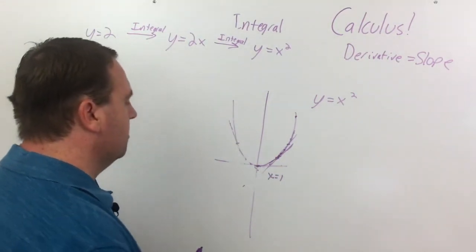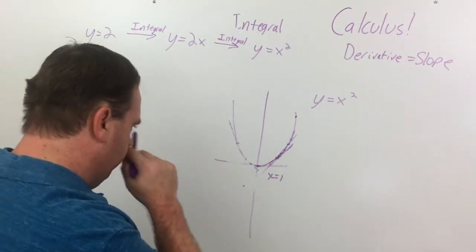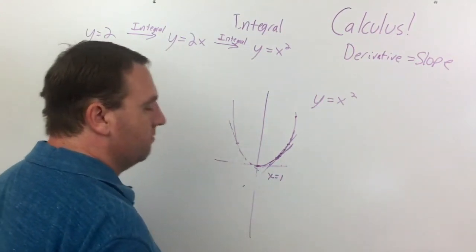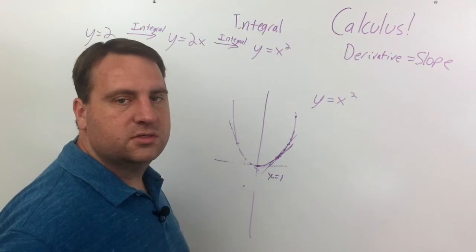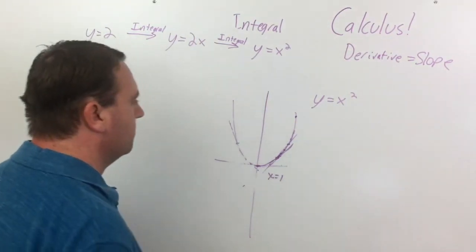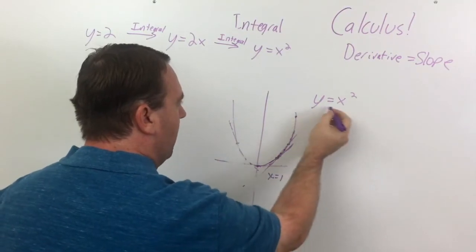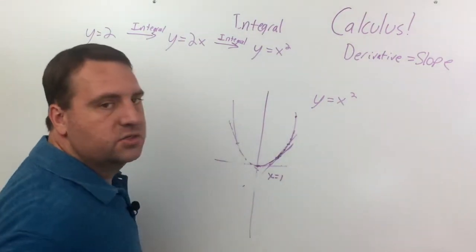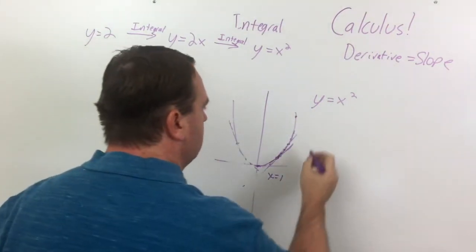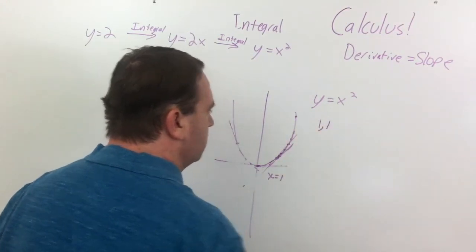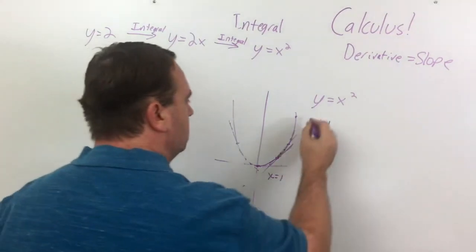So let's do that here. We're at x equals 1. And remember, for a slope, we need 2 points. So what's our first point at x equals 1? Well, the y value is y equals x squared. Well, 1 squared is 1. So if x is 1, then y is 1. Right? So that's our first point.